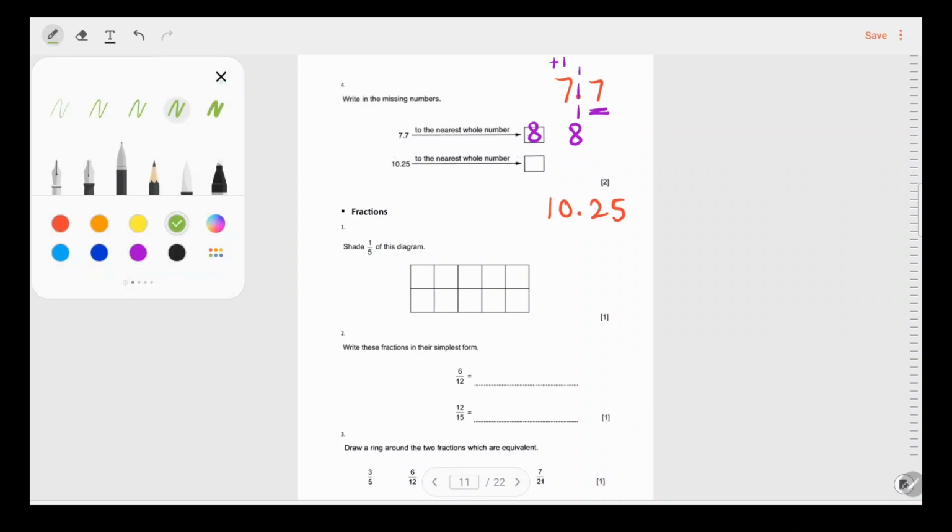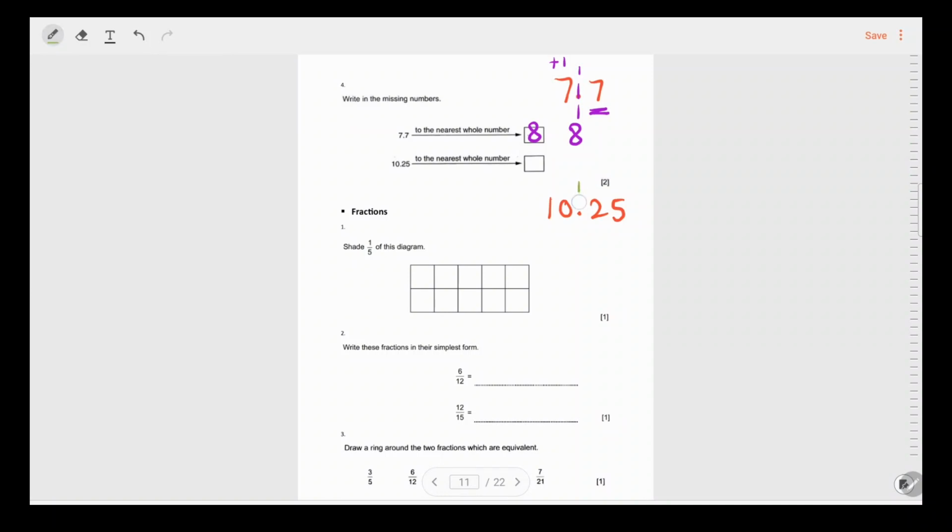And then let's do this. We put a dotted line over here on the decimal because it's round off to the nearest whole number once again. We check the digit after that. It's 2. It's smaller than 5. So we are not going to add anything over here. We keep it as it is. So our answer is 10.